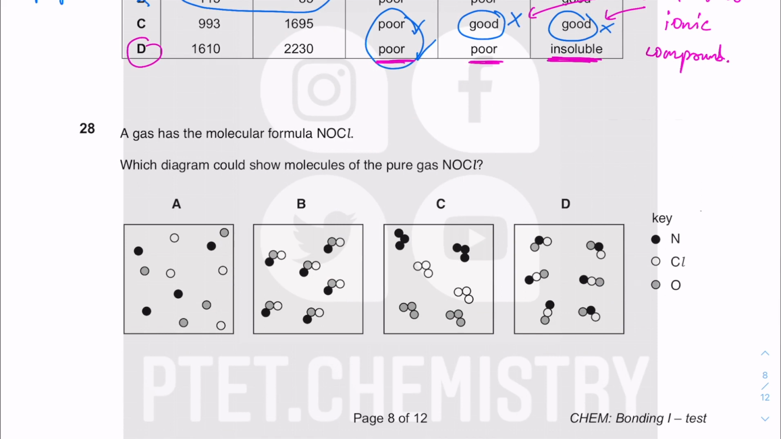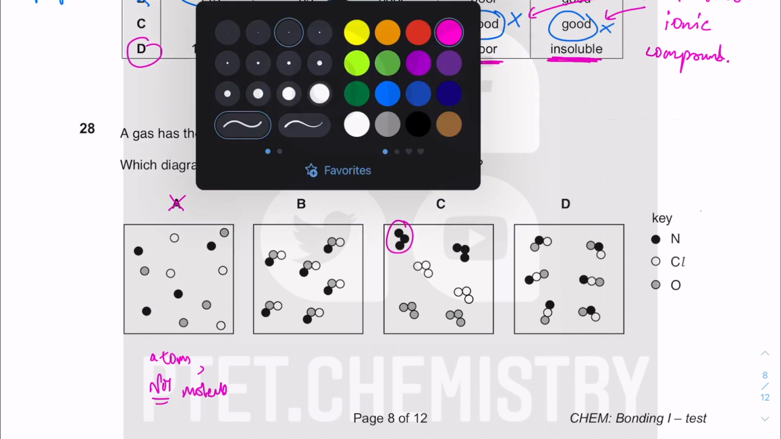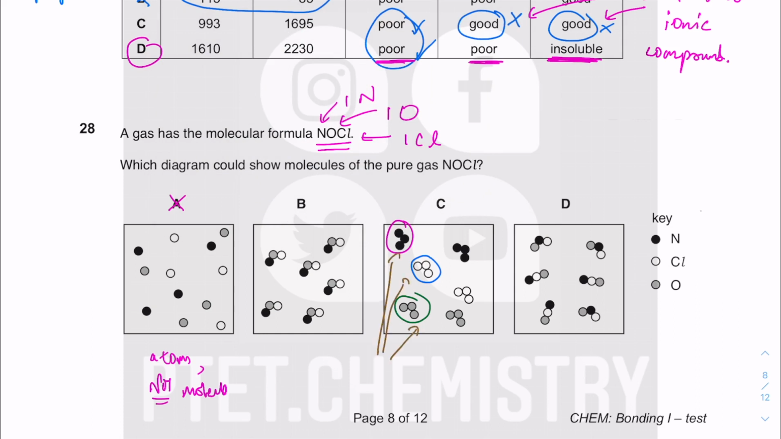28, you have a gas that has this molecular formula. So there is one nitrogen, one oxygen, and one Cl. This is atoms, whereas you are looking for molecule. So they are not combined together. They are combined together, nitrogen, oxygen, and chlorine. Here what you have is they are not combined together. You can see if I use a different color, they are not combined together. So here they are not combined together. Not combined together. So C is also incorrect.